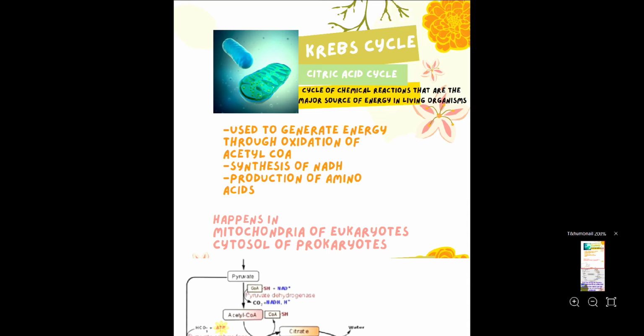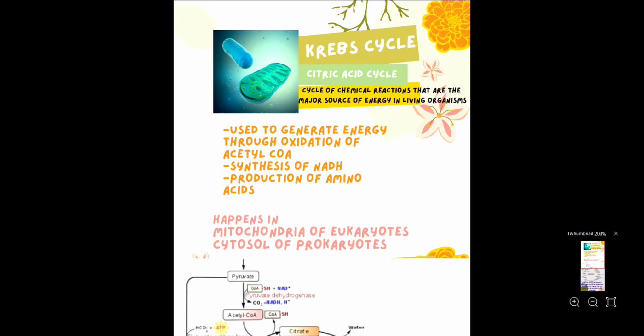What is it used for? The Krebs cycle is used to generate energy through oxidation of acetyl-CoA, and it is used for synthesis of NADH and also production of amino acids. Where does it happen? The Krebs cycle happens in the mitochondria for eukaryotes and the cytosol for prokaryotes.